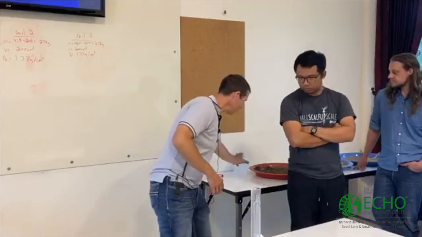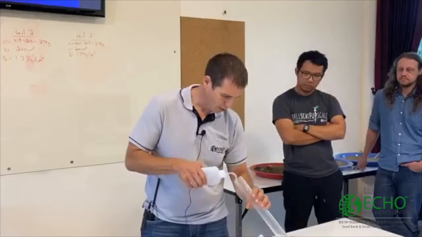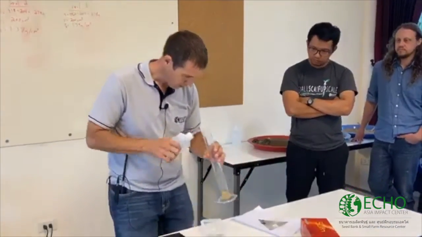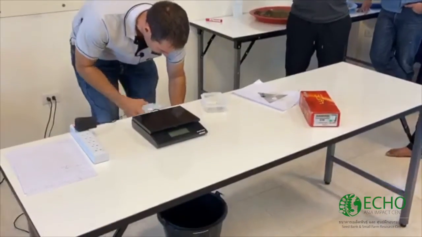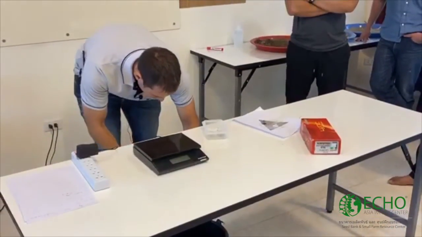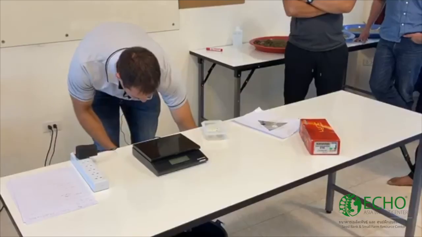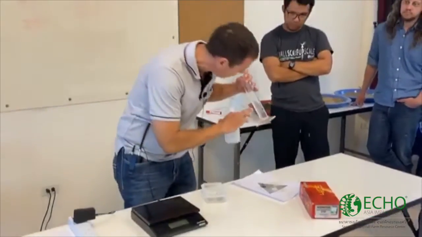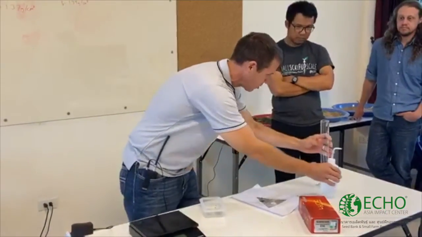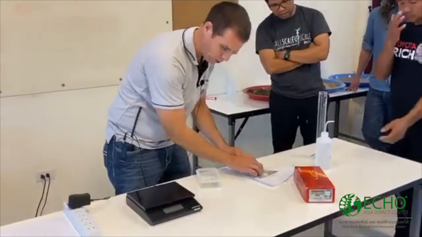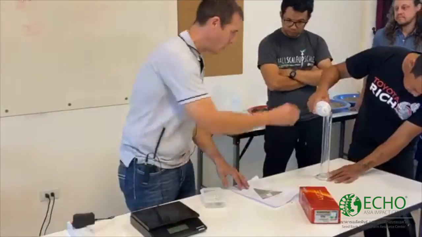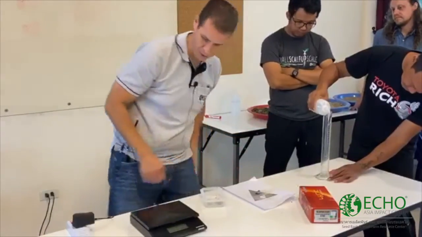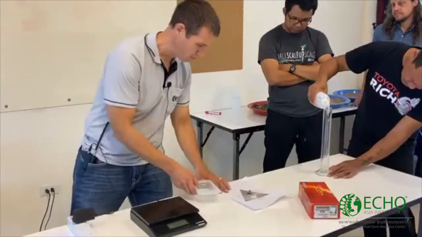Okay, so here's what we're going to do. I have water. First, I'm going to clean this out real quick. So we need to fill this to 50 milliliters. I'll let somebody do that. We need to weigh this, okay? And then we're going to drop it in here and see what the volume is. So somebody can do sample 1 here.